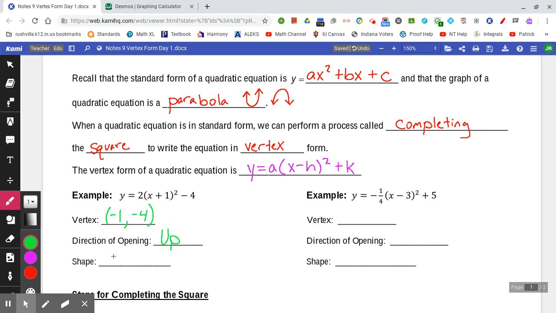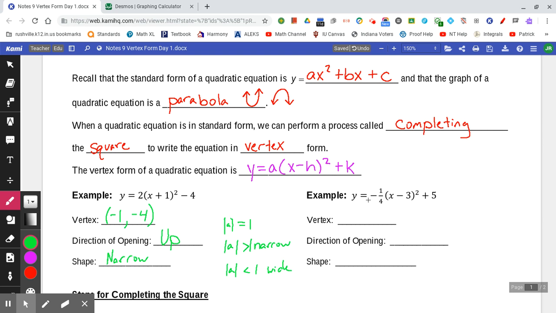A also tells me the shape of the graph. If the absolute value of a is equal to 1, then that graph is normal. If the absolute value of a is greater than 1, then your graph is going to be narrow. And if the absolute value of a is less than 1, then the graph is going to be wide. All right, so since we have a 2 right here, the shape of this graph is going to be more narrow than the parent graph of just y equals x squared.